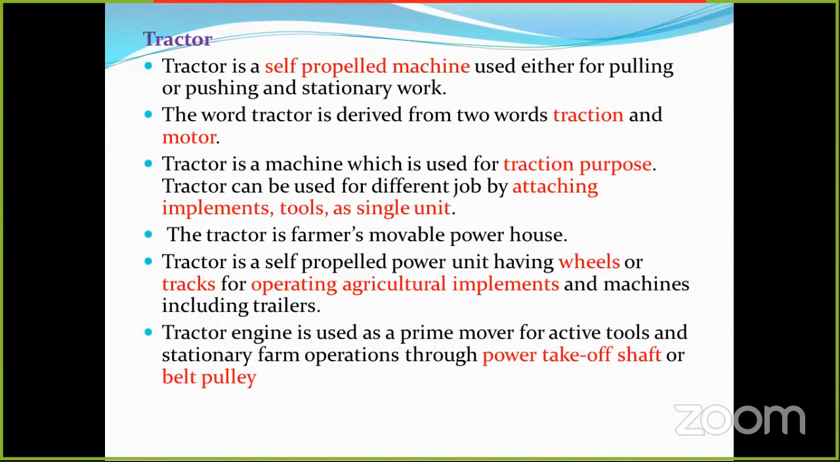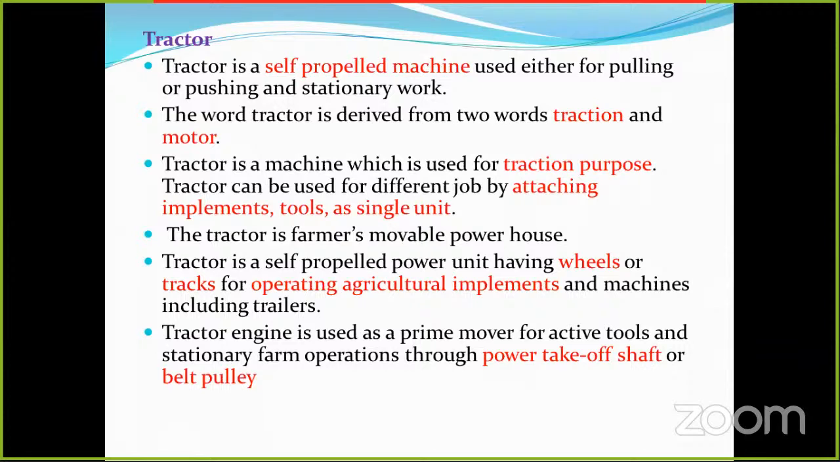Then its own weight and the hydraulic power of the tractor cause the penetration of that implement into the soil. It causes the cutting of soil. Next, the pushing operation. Pushing means some of the implements are front mounted. Tractor front mounted implements are there, such as a dozer or a reaper. Those come under pushing operations.